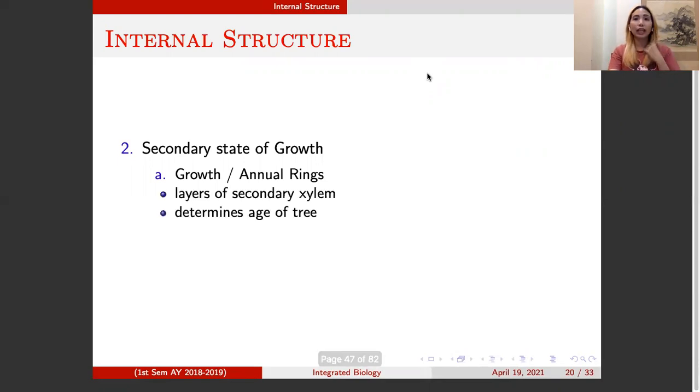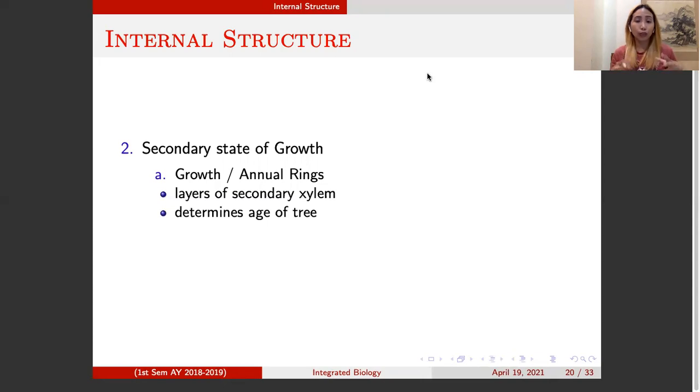So, ibig sabihin, as year passes by, bawat isang year na dumaan, mayroong formation ng isang ring ng xylem. No? Kaya tinawag na growth ring or annual ring because you can tell how old a plant is. For example, you cut a tree and then you look into the stem, you can tell how old it is by looking at how or counting how many growth rings there are. Okay? So if there are like 100 growth rings, then your plant is actually 100 years old. Your tree is basically 100 years old.